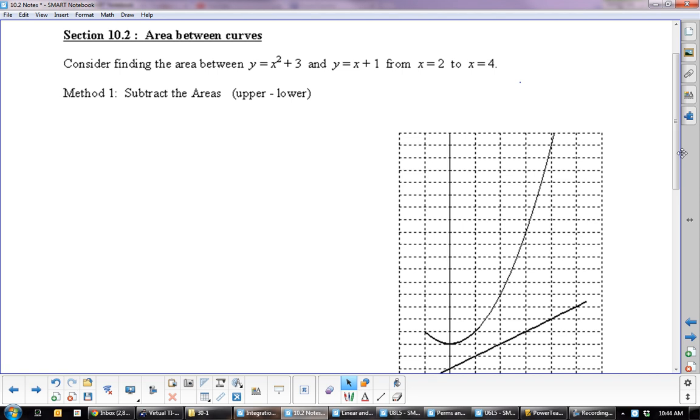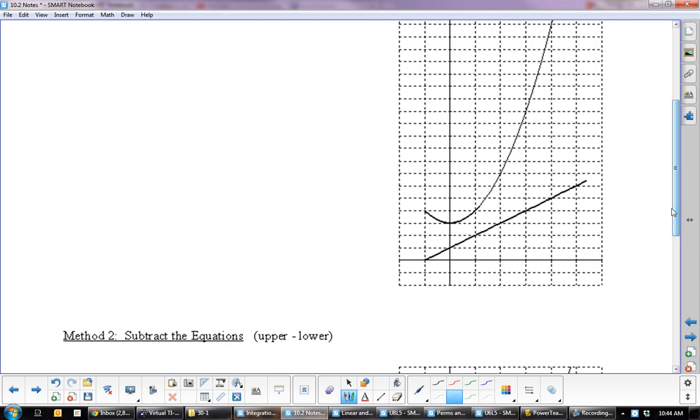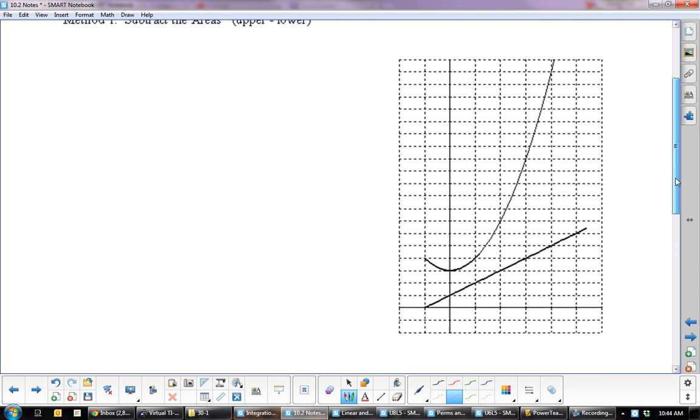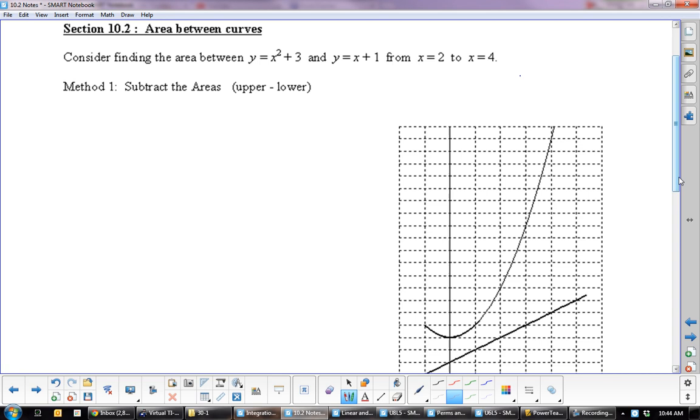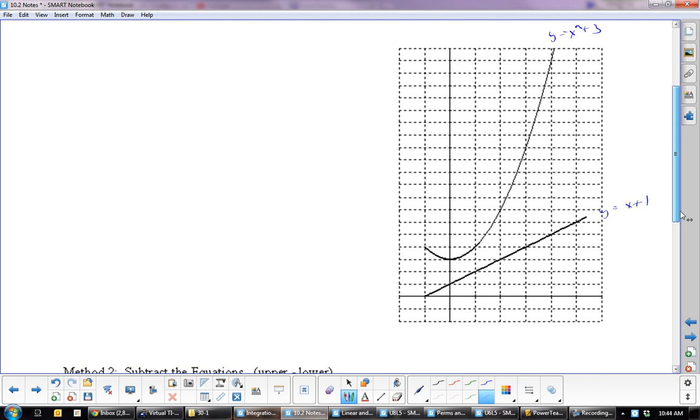Okay. So now we're going to find the area between two curves. So you've got your upper curve, which is y equals x squared plus 3, right? And then you've got your lower curve, which is y equals x plus 1. And it wants the area between the two curves between 2 and 4. So this is 0, 1, 2, 3, 4. So this is what it wants the answer to.